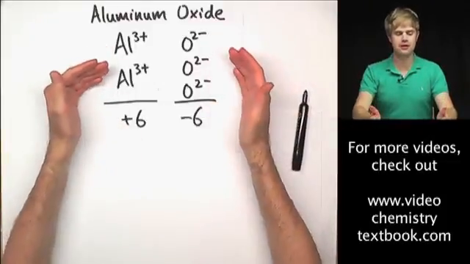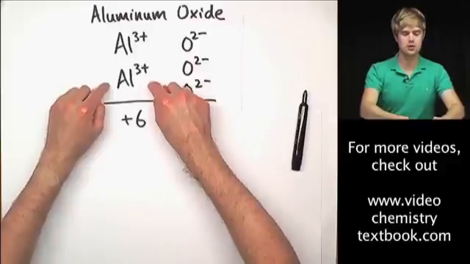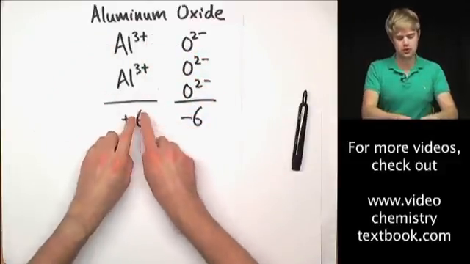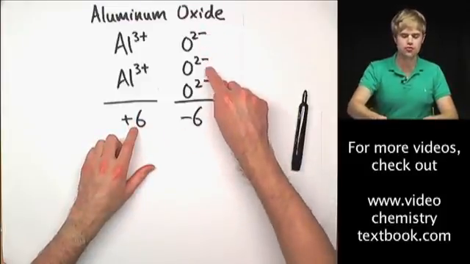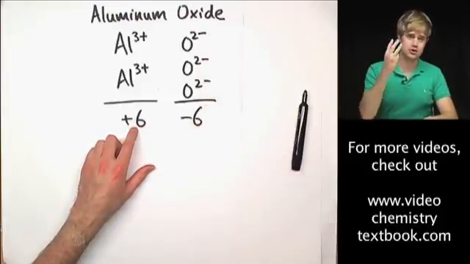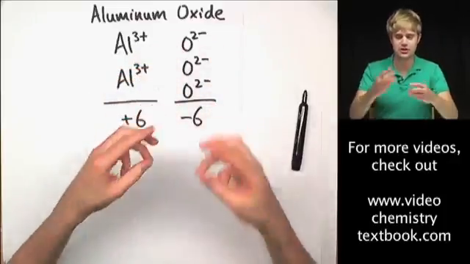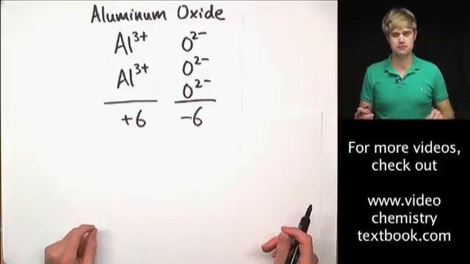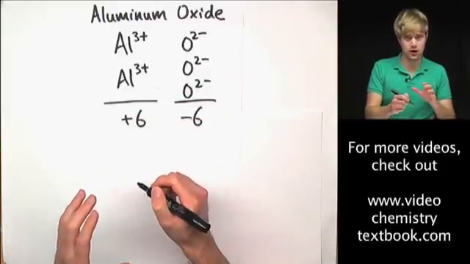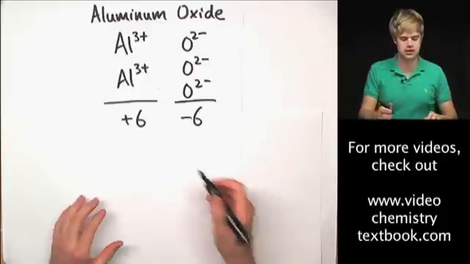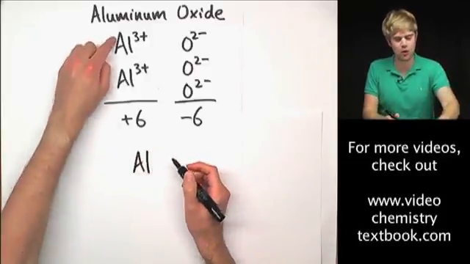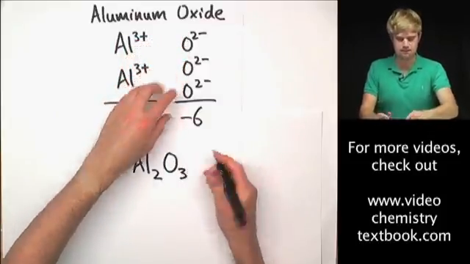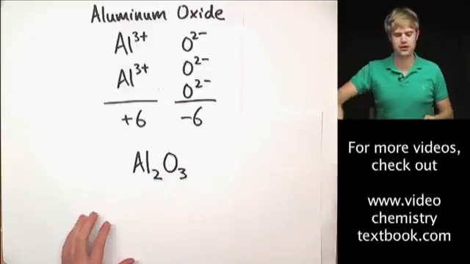So this is how we balance out the charges in aluminum oxide, with 2 aluminum ions with 3 plus each, total of 6 plus, and 3 oxygen ions with 2 minus each, which gives us minus 6. Now I'm going to write the chemical formula to show how many of each I need to have. That's going to be Al 1, 2, and oxygen 1, 2, 3. I have 2 aluminums and 3 oxygens.